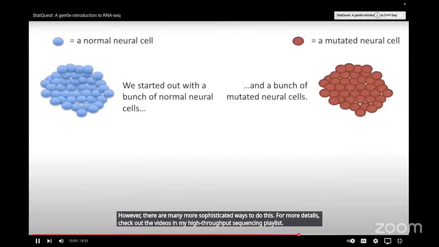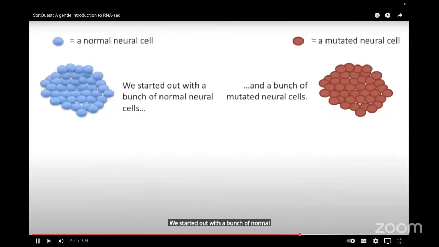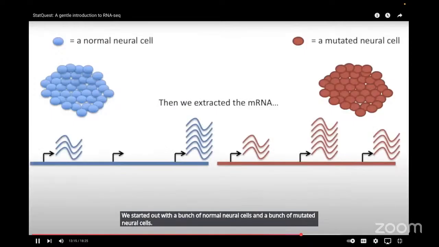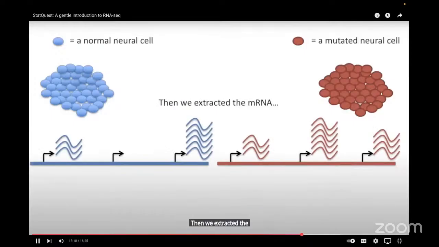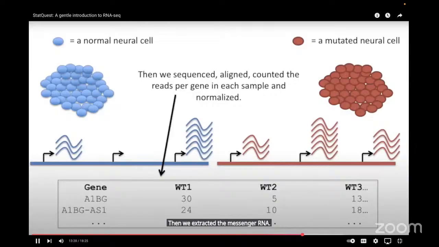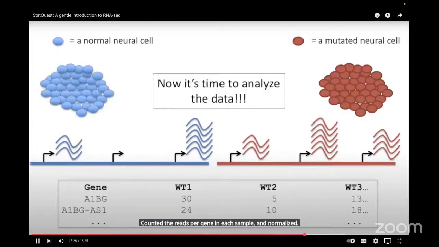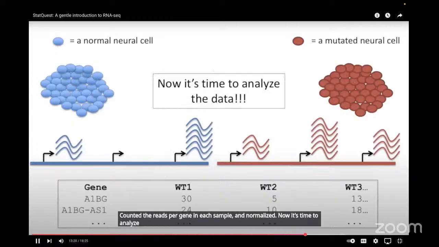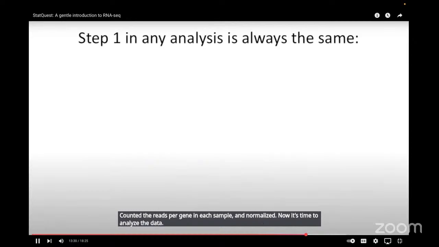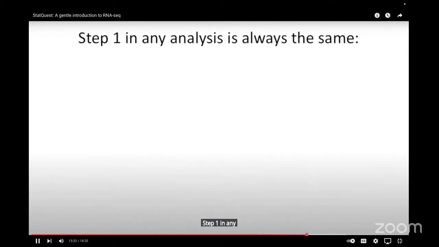We started out with a bunch of normal neural cells and a bunch of mutated neural cells. Then we extracted the messenger RNA. Then we sequenced, aligned, counted the reads per gene in each sample, and normalized. Now it's time to analyze the data. Step 1 in any analysis is always the same: plot the data.